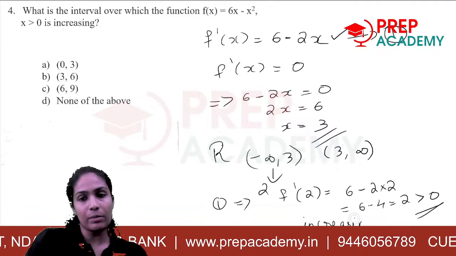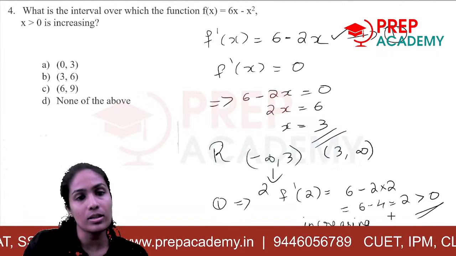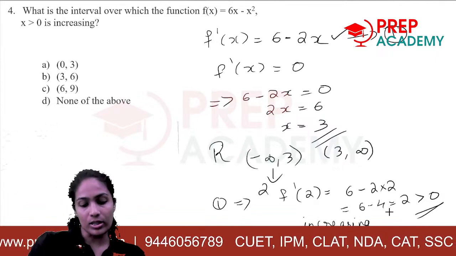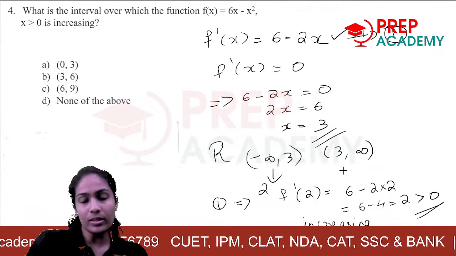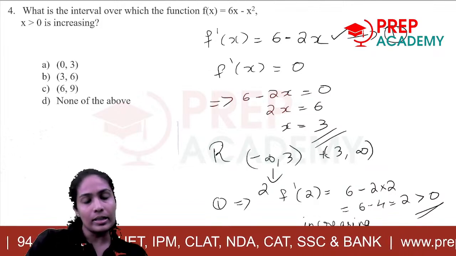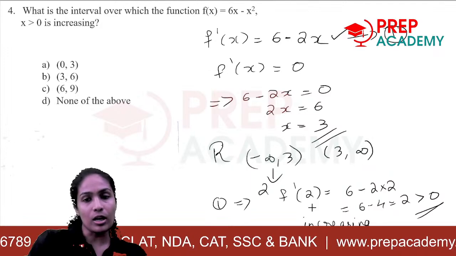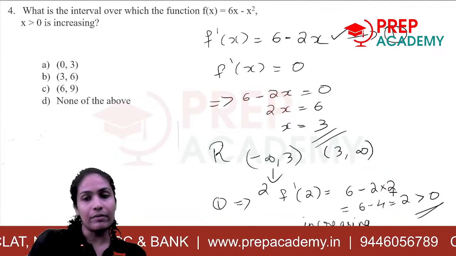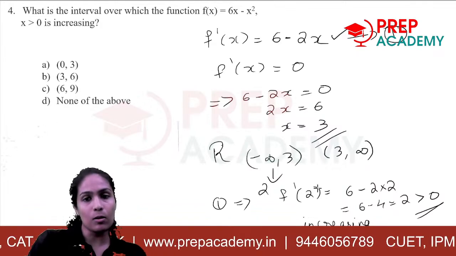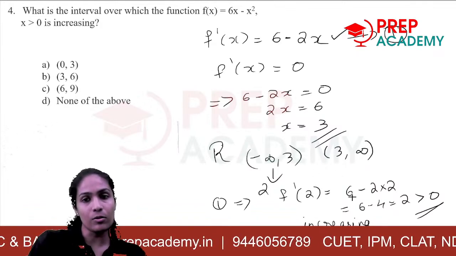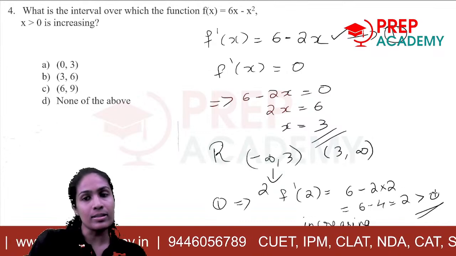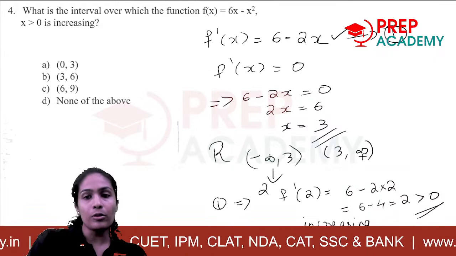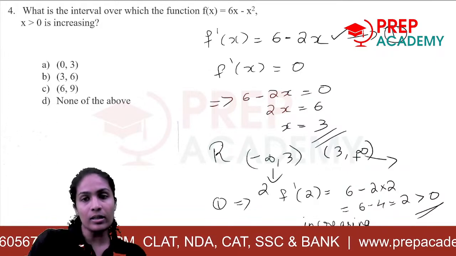If the derivative at that point is greater than 0, then the function is increasing. And if the derivative at that point is less than 0, then the function is decreasing. So in the interval minus infinity to 3, the function is increasing. When you put x equal to 2 in f dash of x, you can see that the value is 2, which is greater than 0, so it is increasing.